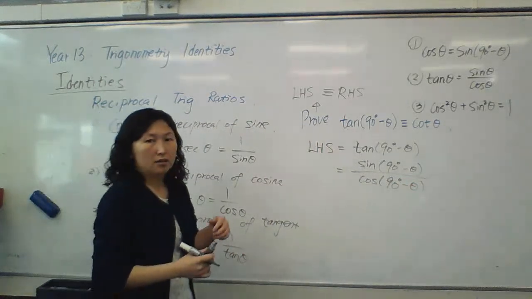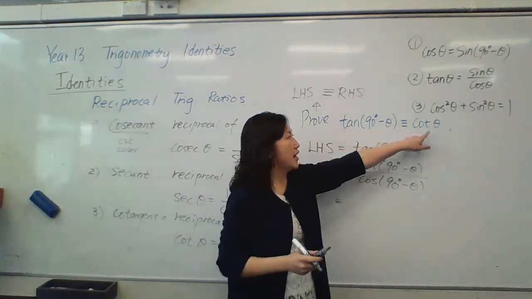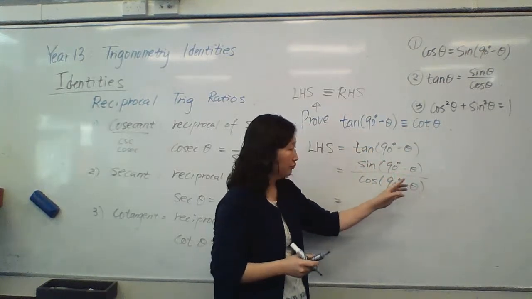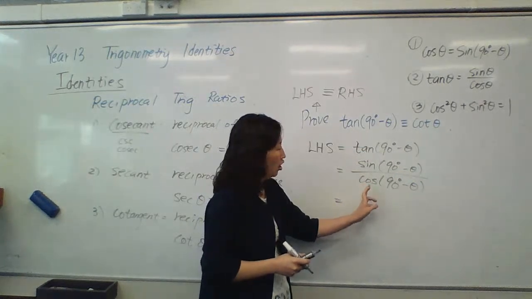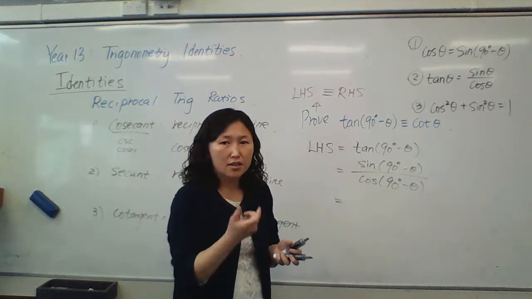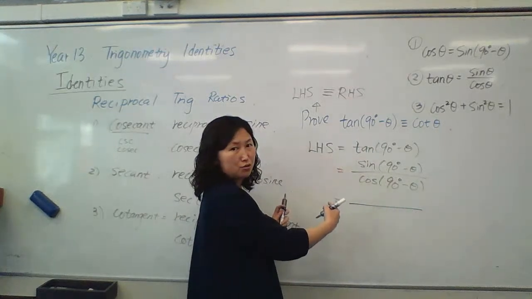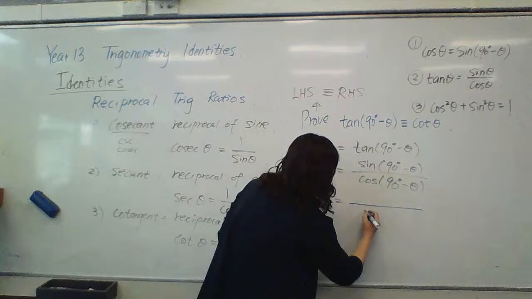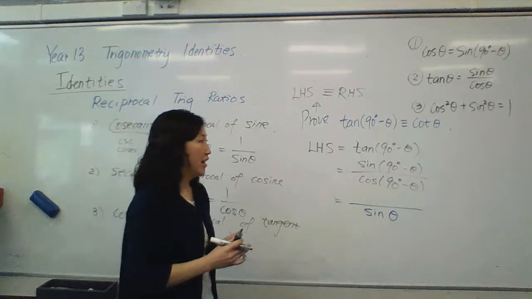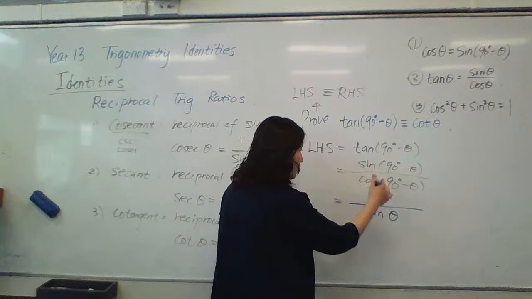Now let's think about another one. The right-hand side just has angle theta. It's not 90 take away theta. But let's think about this. Cosine of 90 take away theta is equivalent to what? Think about the meaning of the cosine. That is the complementary of the sine. So therefore, this is equivalent to sine theta. We can apply the same thing to the top as well.